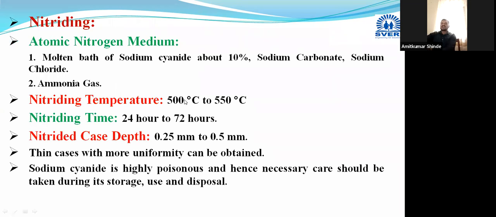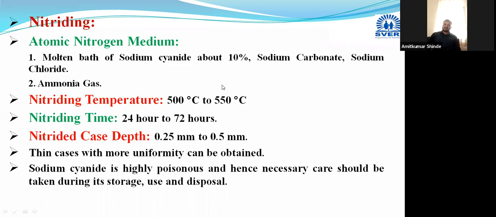Then the nitriding heat treatment process. How is this nitriding conducted? Nitriding means introducing nitrogen on the surface of steel by heating it in the presence of an atomic nitrogen medium.